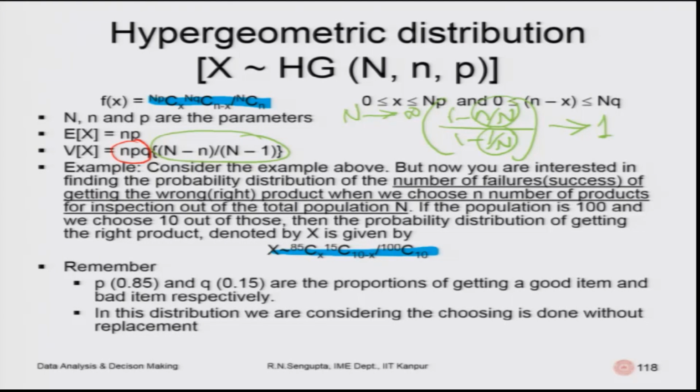In this distribution, we are considering that the choosing is done without replacement, because if it is done with replacement, then obviously the corresponding probabilities remain the same, as you have seen in the case of the binomial and the other distributions initially.